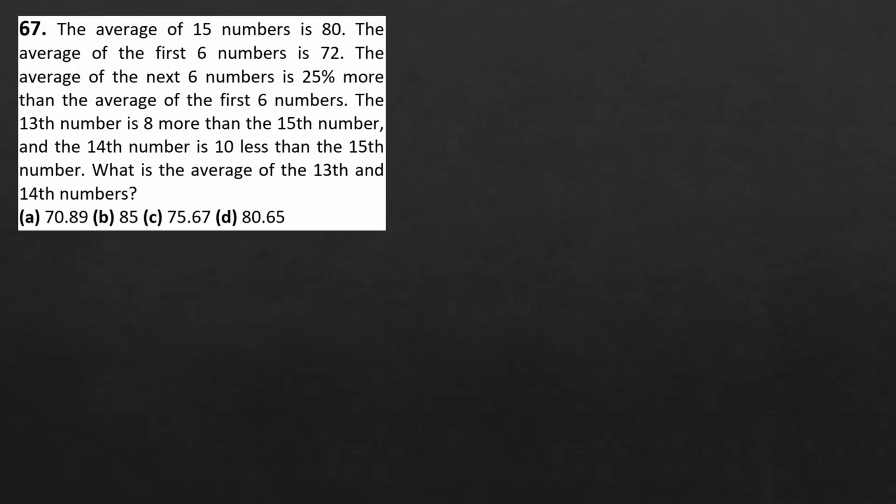An average of 15 numbers is 80. You can say the total is 1200. The average of the first 6 numbers is 72, and the average of the next 6 numbers is 25% more than the average of the first 6 numbers. 25% more than 72 is going to be 1/4 more than 72. 1/4 of 72 is 18. So it's going to be 90.